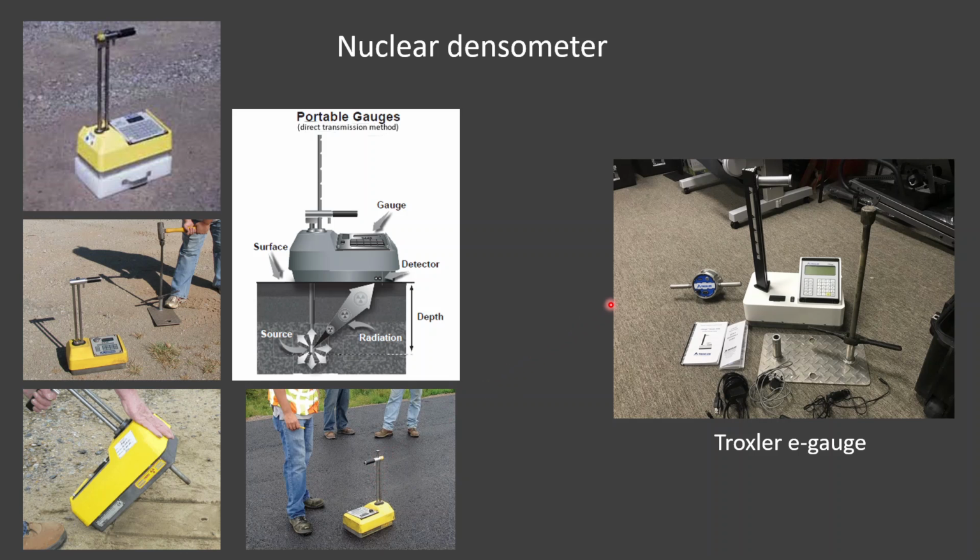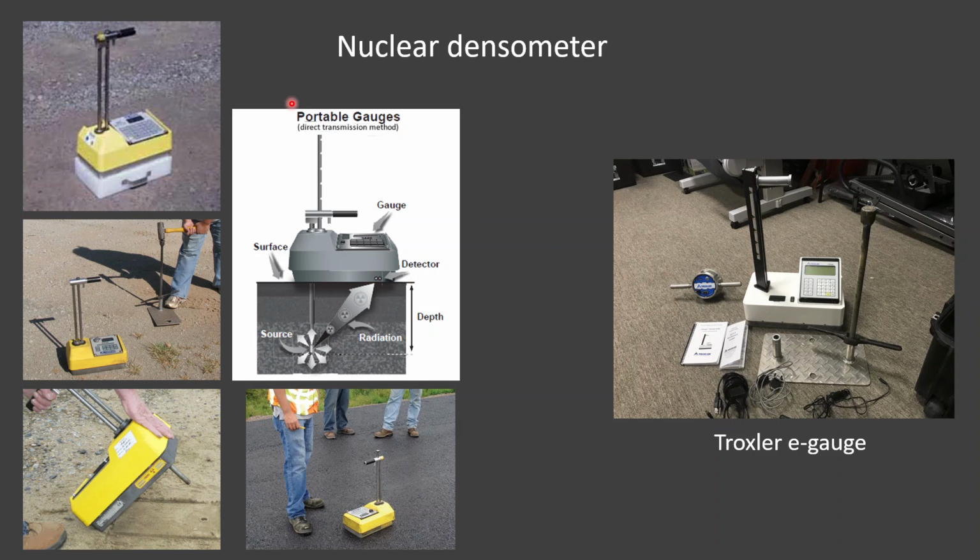And lately, in the last couple years, this new kind of device has been showing up, and it's made by the same company that dominates the nuclear densometers. It's a Troxler, and they market it as an E-gauge, where the source material on this rod is a much lower grade of radioactive material, and you don't have to have the same licensing to operate.